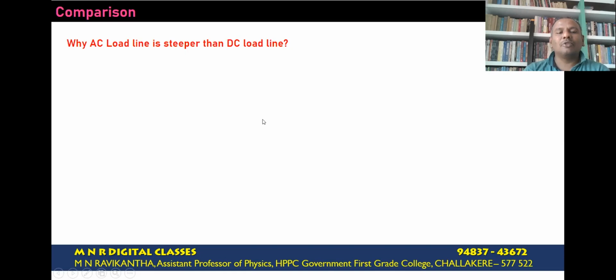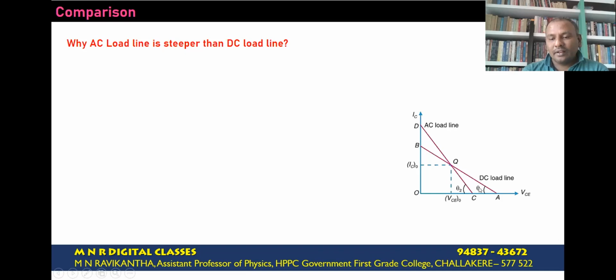Now let us understand one more point. When we compare the AC load line and DC load line, the graphs clearly indicate that the AC load line is steeper than the DC load line. Let us understand why it is. Now observe here, this is the DC load line, this is the AC load line. The AC load line is steeper than the DC load line.